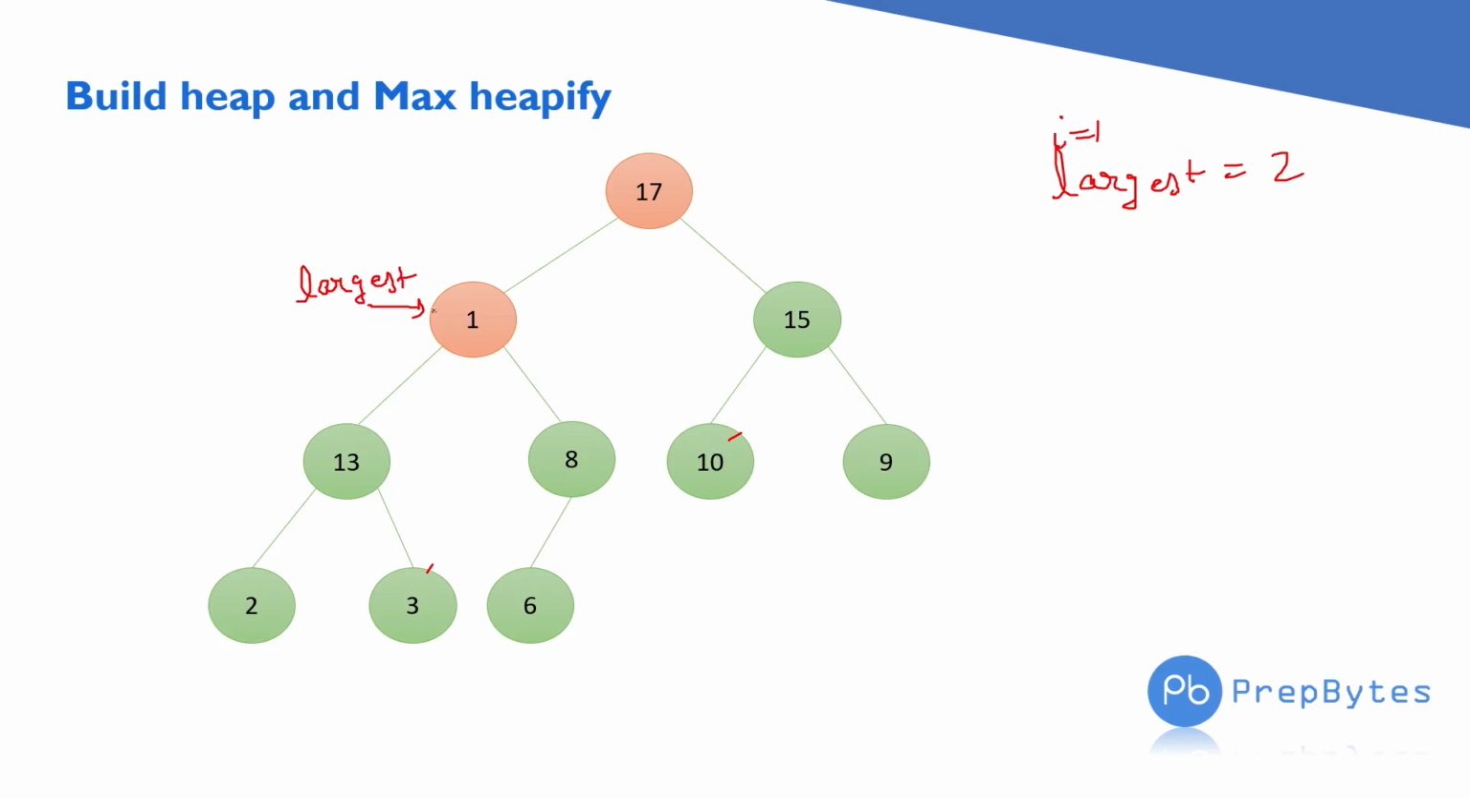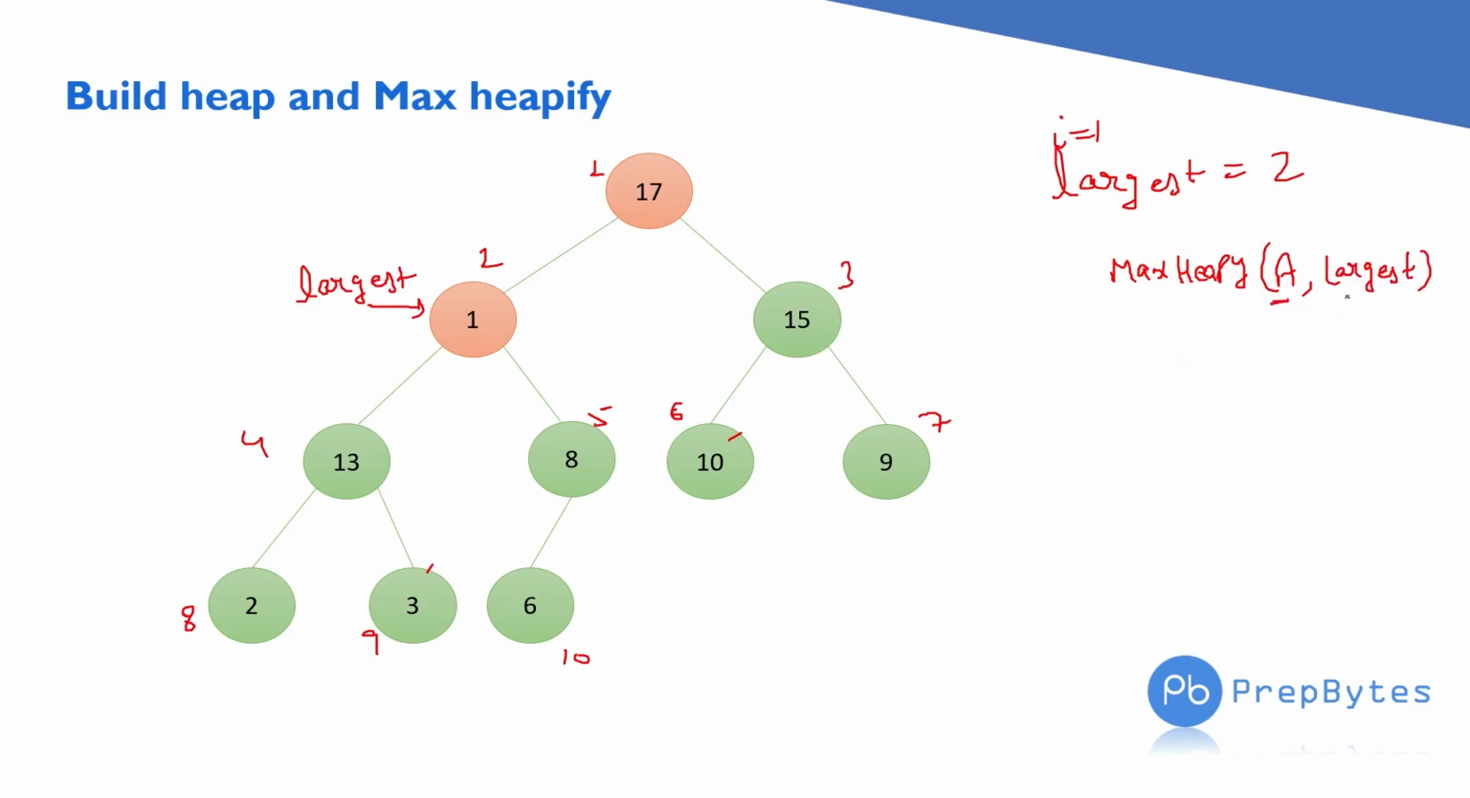But here we can see that 1 is not a leaf node. This is index 1, this is index 2, this is 3, 4, 5, 6 and 7, correct? This is 8, 9 and 10. So this max heapification function is a recursive function. It will call max heapification again, and it will pass the array, because this is an array representation. We are doing every swapping in the array only. And next it will pass largest.